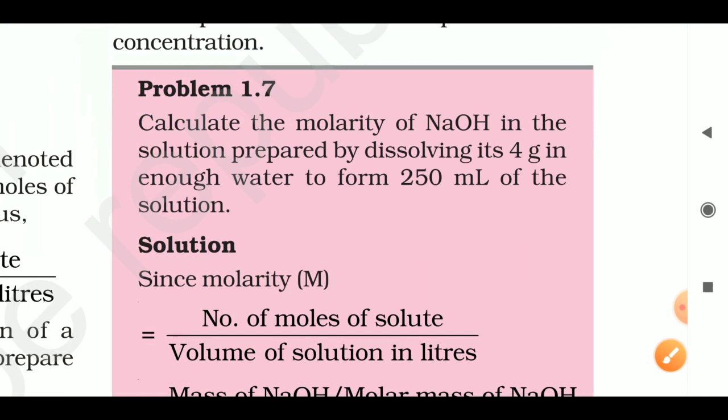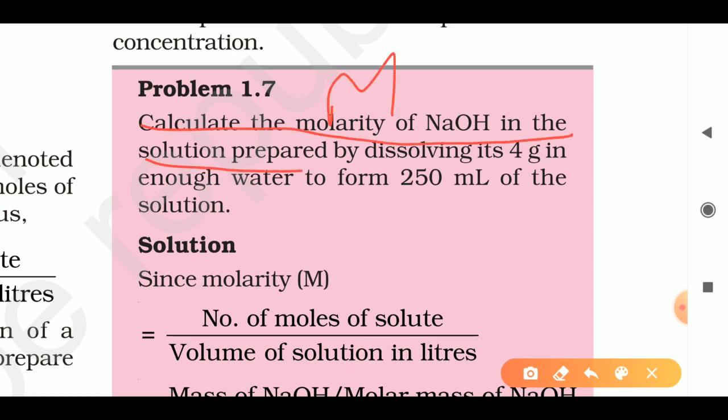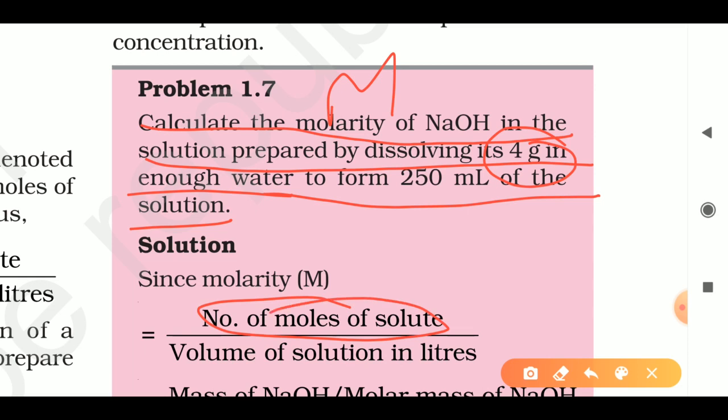Another numerical. Calculate the molarity of NaOH in the solution prepared by dissolving 4 grams of NaOH in enough water to form 250 ml of solution. You have to find out capital M. The amount of substance is 4 grams. So first of all you find out Na, that means moles of NaOH, because in the formula it is the number of moles of solute.